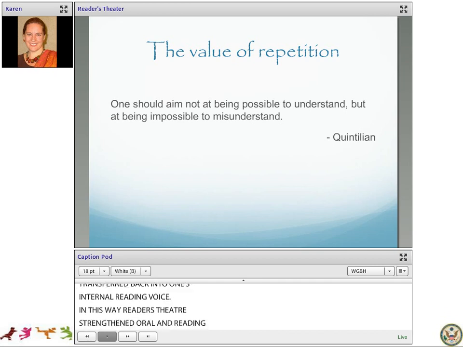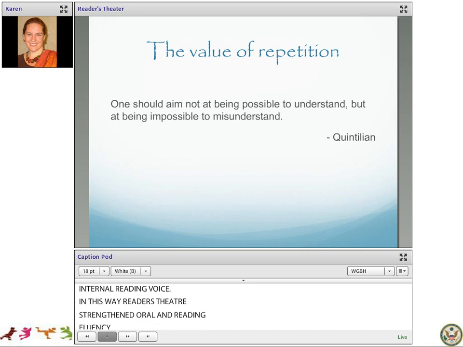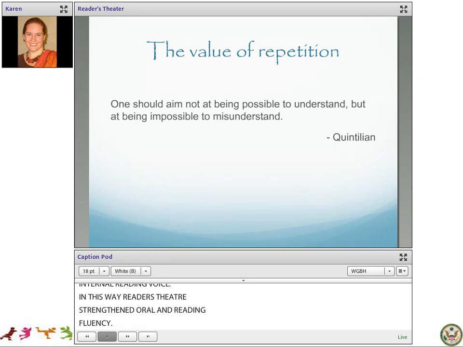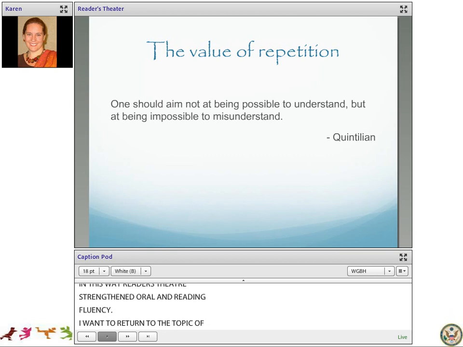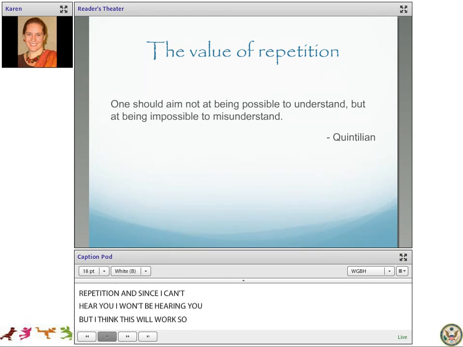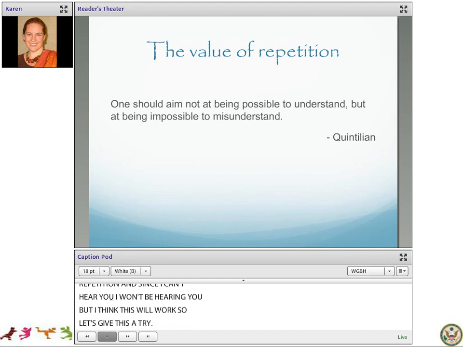I want to return to the topic of repetition and do something with you, which remotely will be kind of interesting. Since I can't hear you, I won't be hearing you, but I think this will work. So let's give this a try. I've got a quote here from Quintilian, philosopher from long ago, and I'd like you to read that phrase to yourself out loud, actually, right now at your computer. Please read that out loud now.